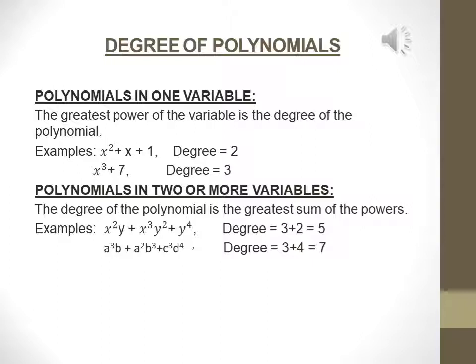The next example is a cube b plus a square b cube plus c cube d to the power 4. So we have c cube d to the power 4 as the highest powers. So we add these two powers. 3 plus 4 is equal to 7, which is the degree of this polynomial.